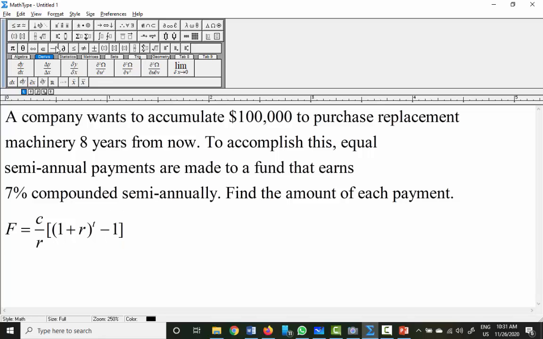So this is the future value of annuity formula. Now we need to find out the value of C. To find the value of C, what can we do? We can do the cross multiplication. If you do the cross multiplication, we will have this one.